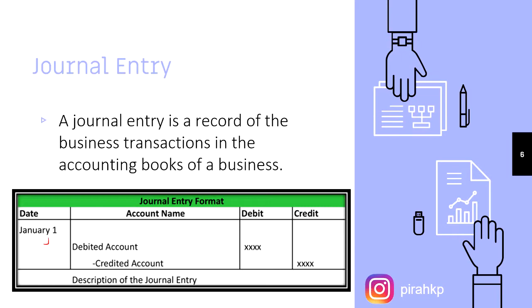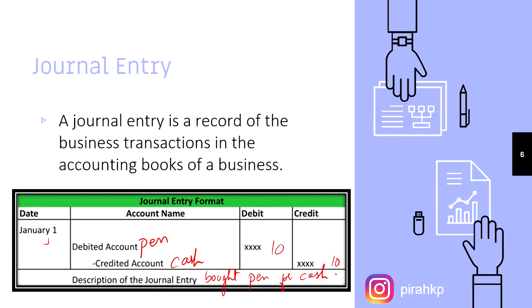Today is 9 November. So we will add date 9 November. Then our debited account, as we said, what's the destination? We bought a pen. So that's our debited account. So we will write pen. How much? 10 rupees. So we'll write amount in the debit column. Then on credit account we'll write cash, that was our source.